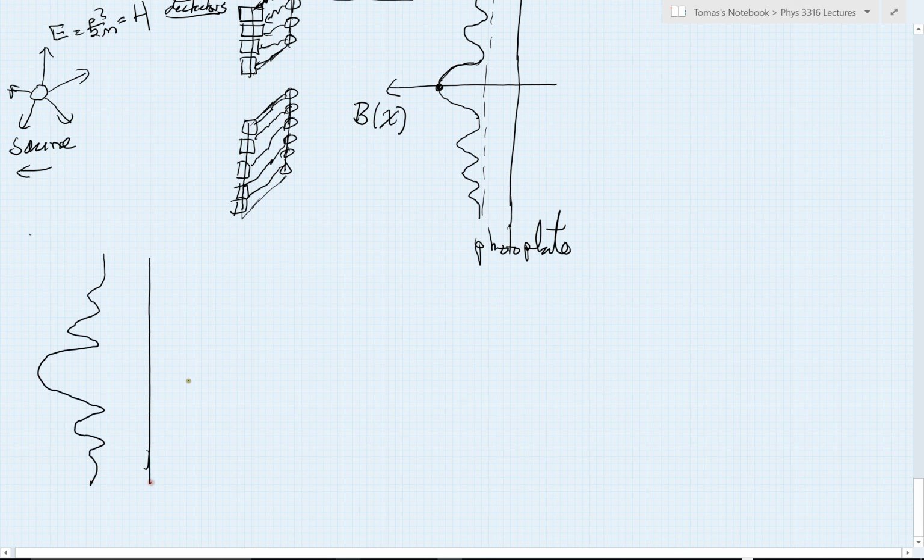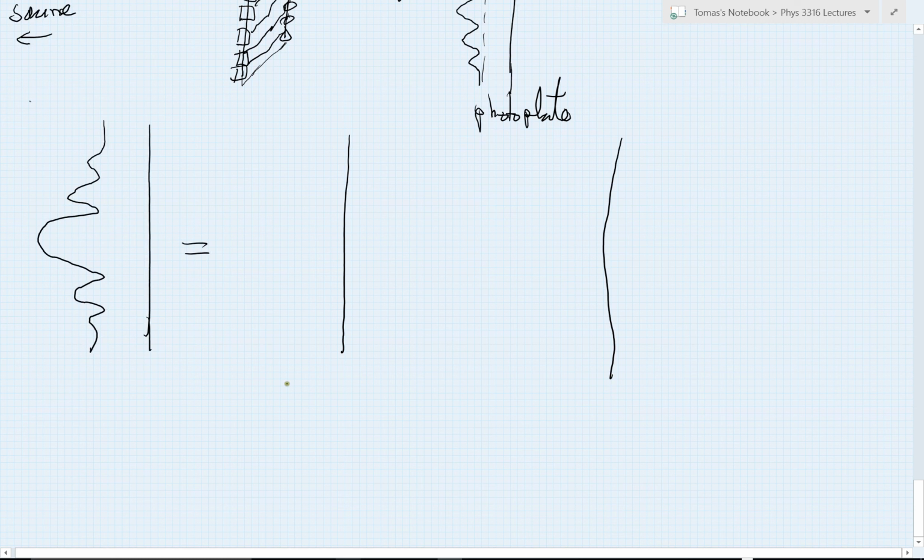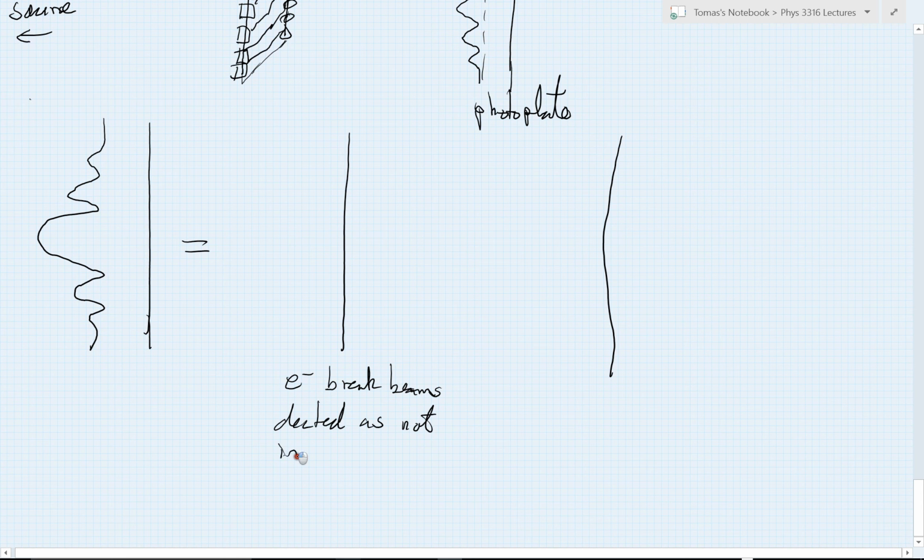And it turns out that pattern is equal to the sum of two different patterns. One that I get for electrons that break the beam, right? They break my beams, that means they were detected as not in the slit. And the other, I'm going to make this look a little more straight like my photo plate. So the sum of these two contributions is what I had drawn up above.